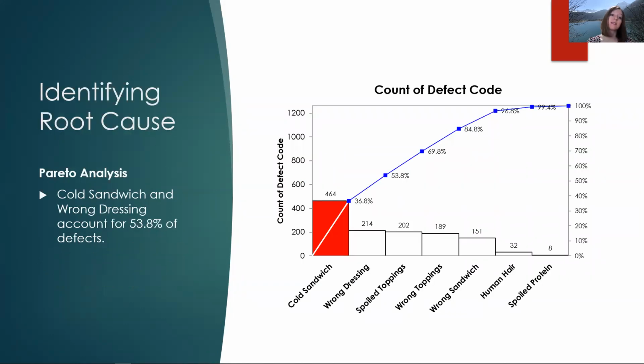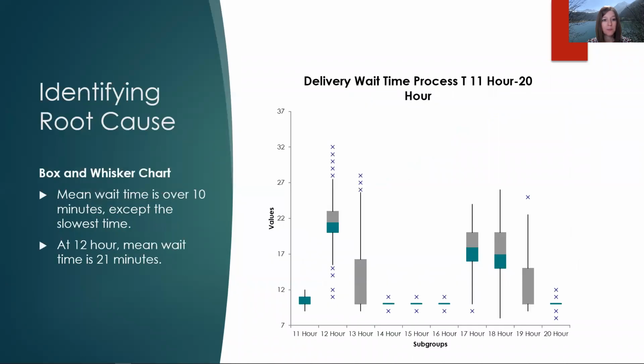We also did some root cause analysis, including a Pareto analysis, which really helped us to identify some of the high defects that we're having, which right now are cold sandwiches and the wrong dressing. Those are some of the top areas of concern. We were also trying to figure out, why do we have so many cold sandwiches?